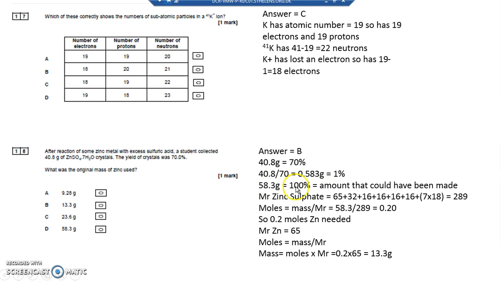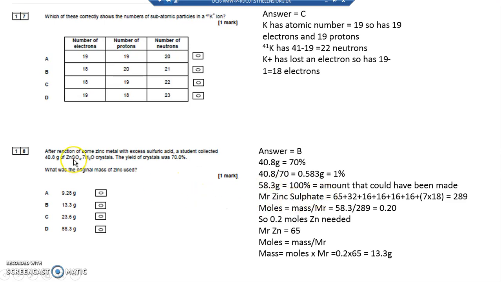So multiply 0.583 by 100 to get 100%. 58.3 is 100%. That's the amount that could have been made had some not been lost. So the amount that I could have made is 58.3 had I not lost some along the way.